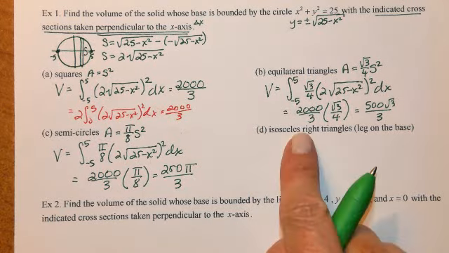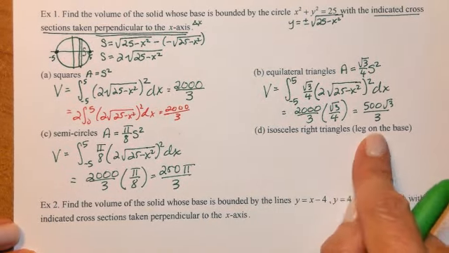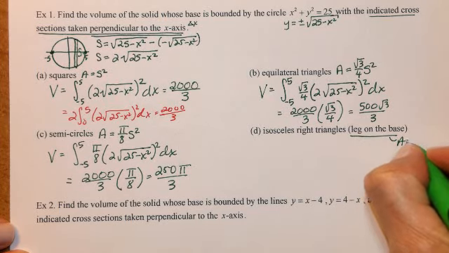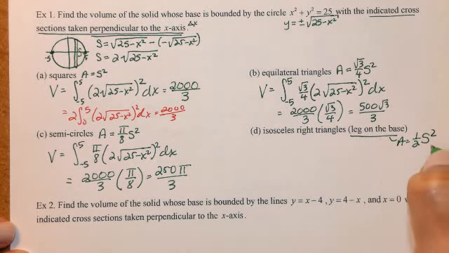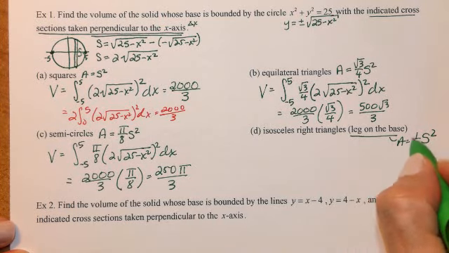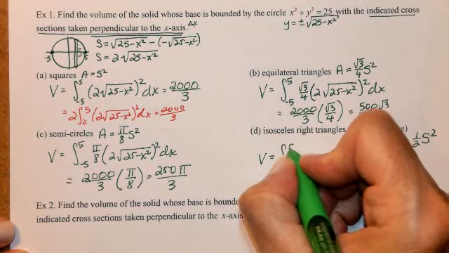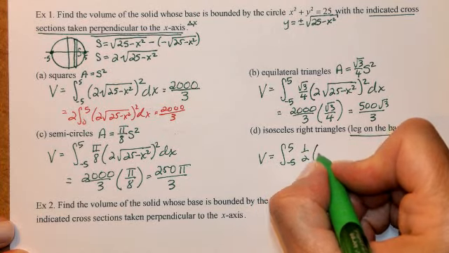Okay, next up, isosceles right triangle with a leg on the base. Leg on the base, remember that that area is the regular 1/2 s squared. Hypotenuse on the base shrinks it and it makes it a 1/4. All right, so volume will be the integral from -5 to 5 of 1/2 s squared.